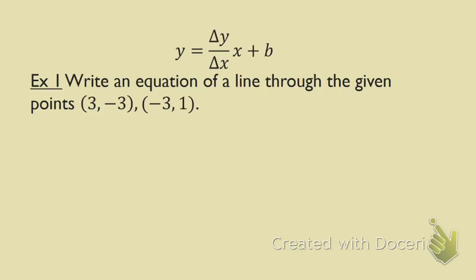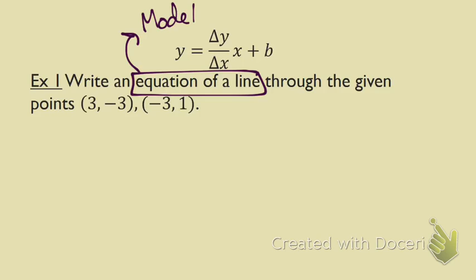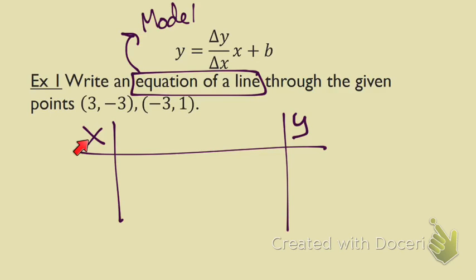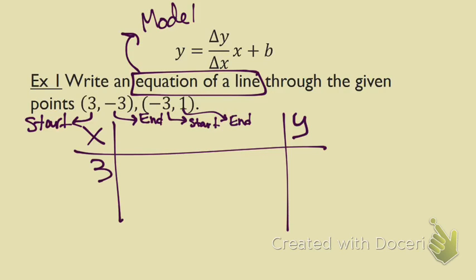Let's recall that whenever we write an equation of a line, this is a model. And we're going to start and end with two relationships. So start with 3, end with -3. Start with -3, end with 1. Yesterday we had some sort of rate times the x column plus a magic number. But now we're not given the rate. We've got to figure it out.